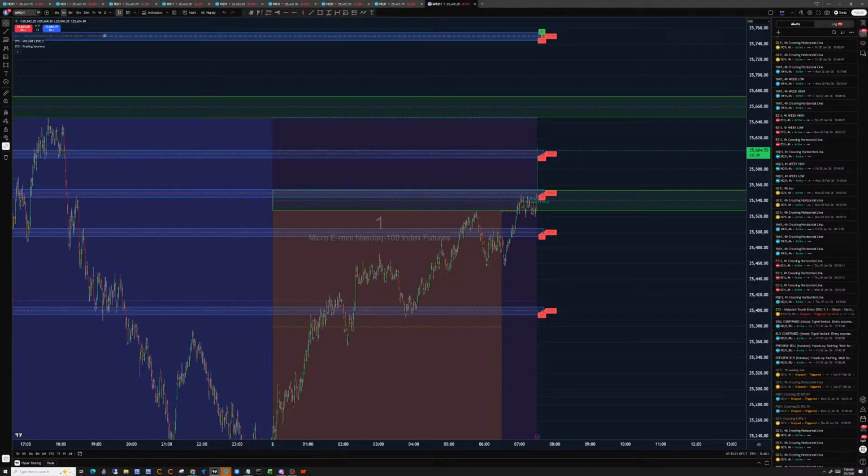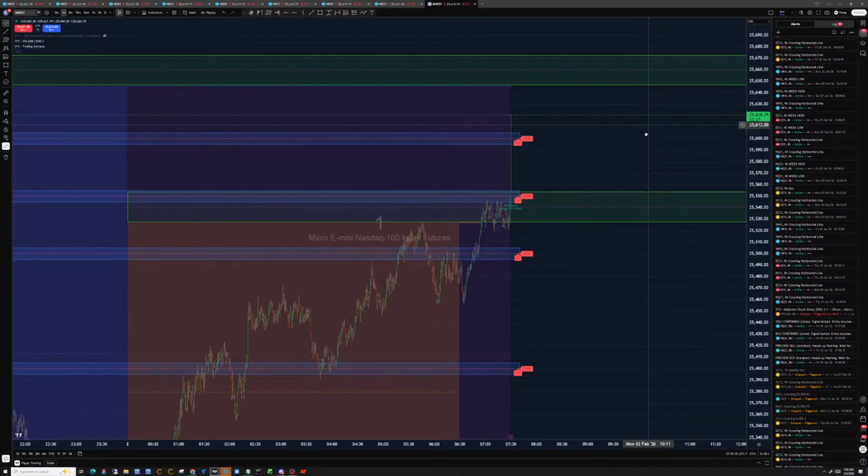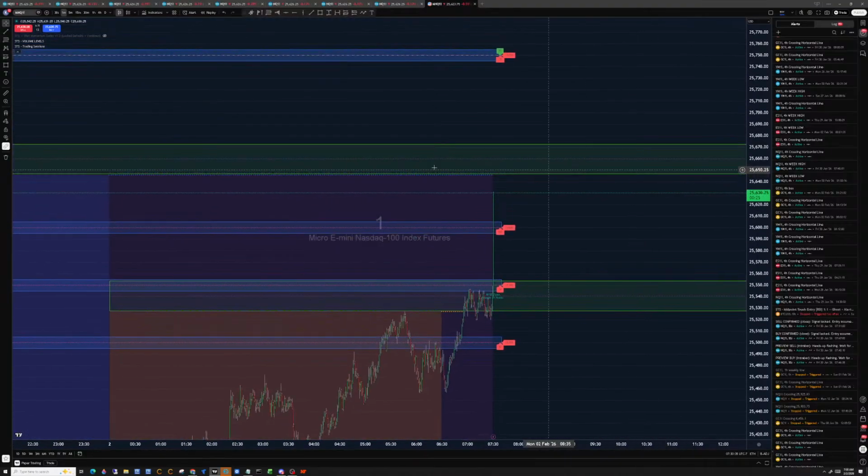Is anyone else having delayed data through Tradovate? I don't think so. Weirdest thing. My CVD is not loading on Tradovate. Oh man. Oh, never mind. Okay.